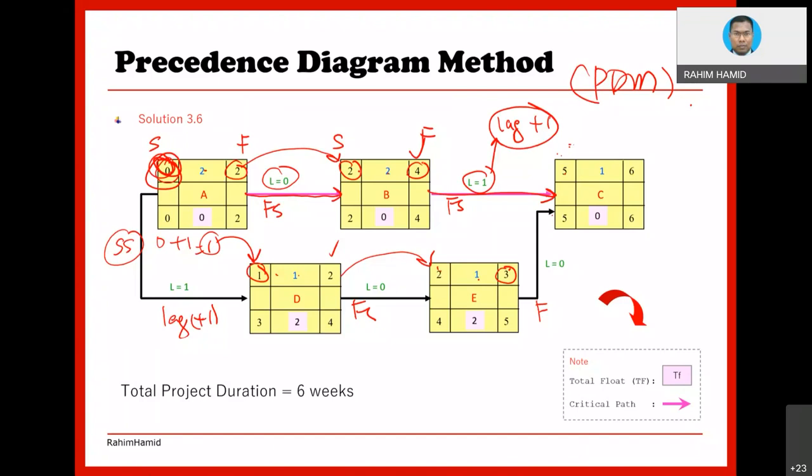So 4 plus 1 equivalent to 5. So 5 will be the longer period where basically C has to wait before C can start. Remember, this one is 3. So between 5 and 3, 5 will be shown in this diagram. Then lastly, 5 plus 1 equivalent to 6. So 6 is basically the project duration completion date.